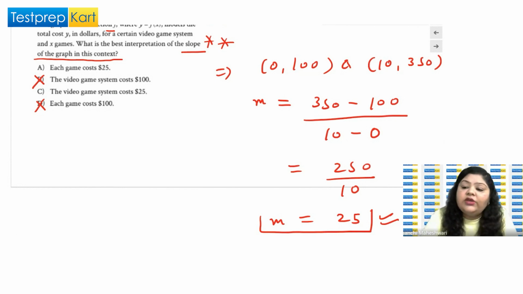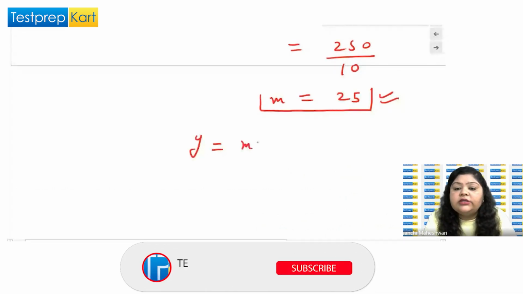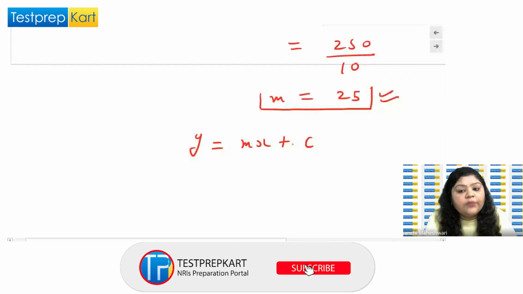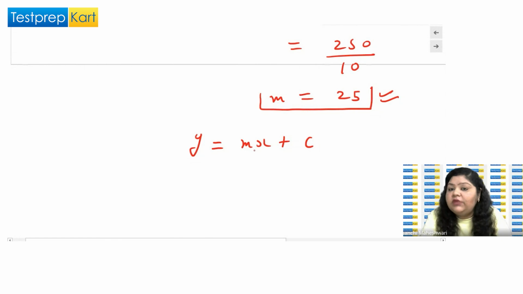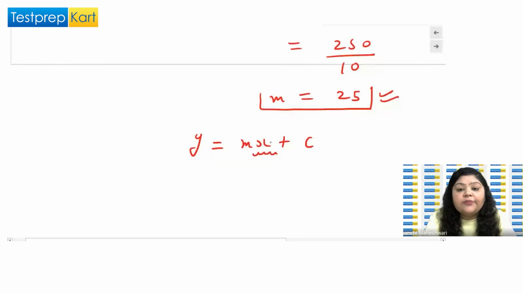Now see guys, whenever I have the y-intercept form, that means I have the slope intercept form which looks like y = mx + c, where m represents the slope. So what does m logically mean? Slope means if I increase the value of x, then by how much my y either increases or decreases. That's the logical meaning of slope.